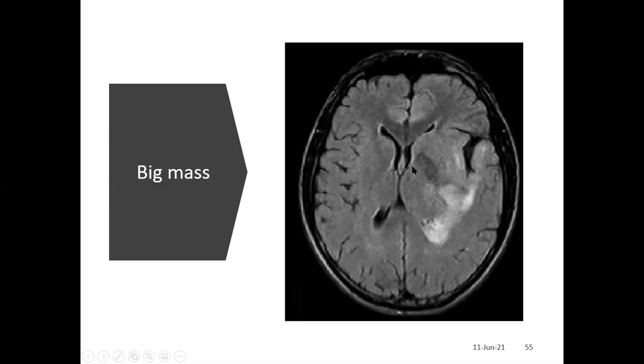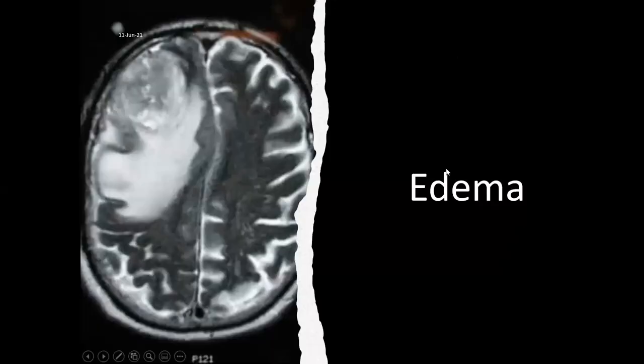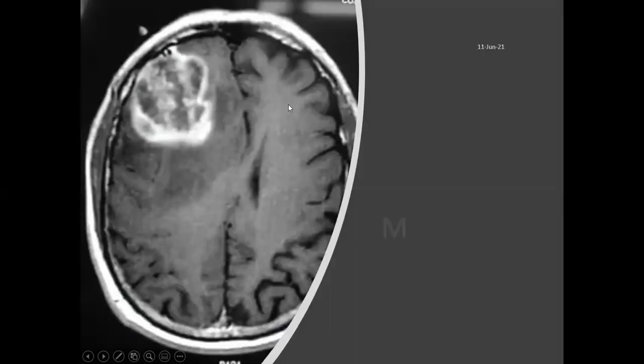Mostly you see a big mass, and here are the T2 images. This is a T2 image. See the mass effect and edema on T2 FLAIR. You can see the large edema surrounding the tumor. Because of the large edema and large mass, there is a mass effect, midline shift, and ventricular effacement.